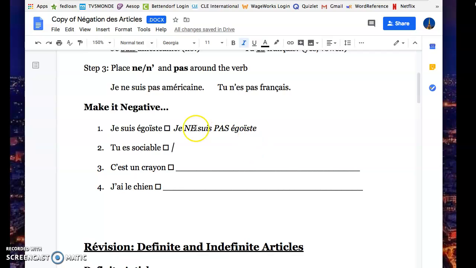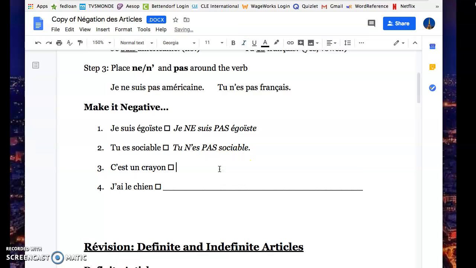Okay, tu es sociable. Number 2, es is my verb. It does begin with a vowel, so I'm going to put an apostrophe because of this E right here. Okay, an apostrophe, es is the verb. After the verb, don't forget you need your pas, and then just finish the rest of the sentence.